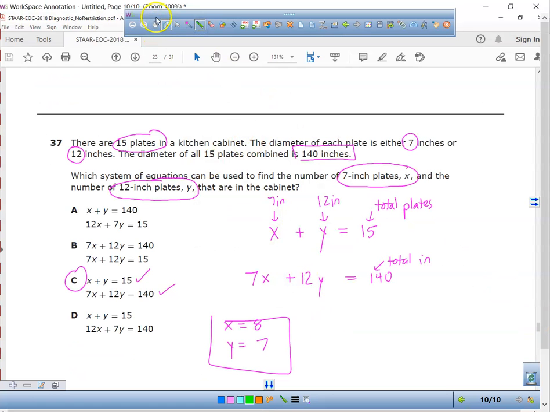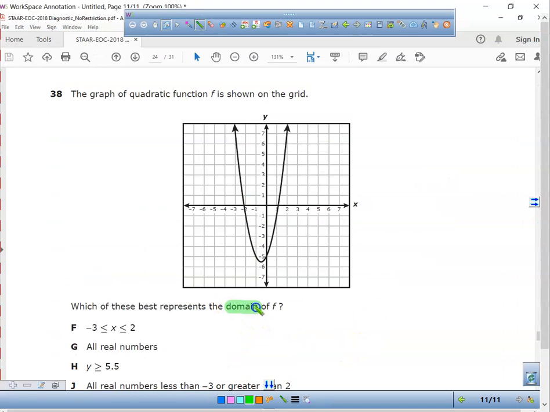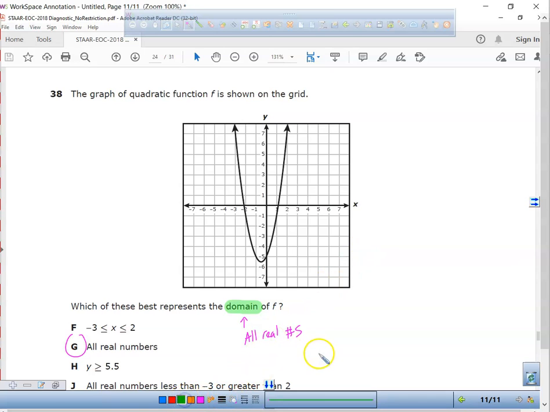Okay. This one is not going to be hard, guys. This is all I want you to do. Ready? Domain. It's a parabola. The domain of a parabola is always all real numbers. It goes forever to the left and forever to the right. Now, a more difficult question would not be the domain. The more difficult question would be what's the range of the function? So we're going to focus on teaching you the range.